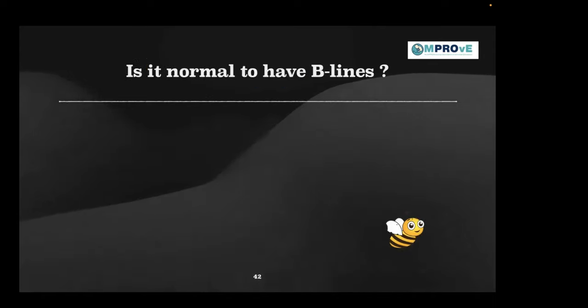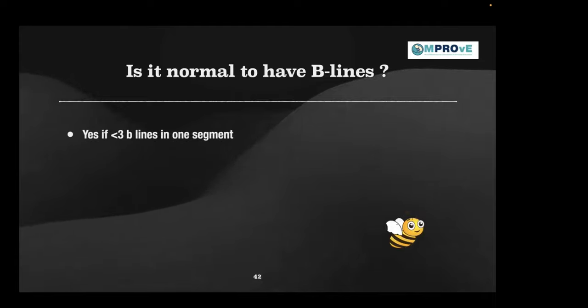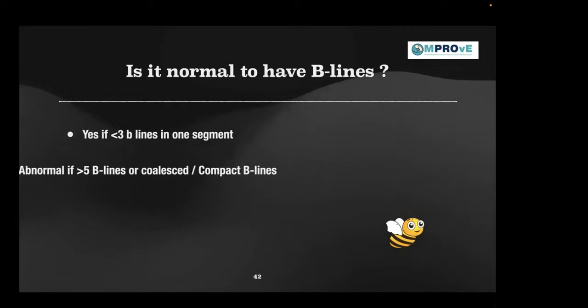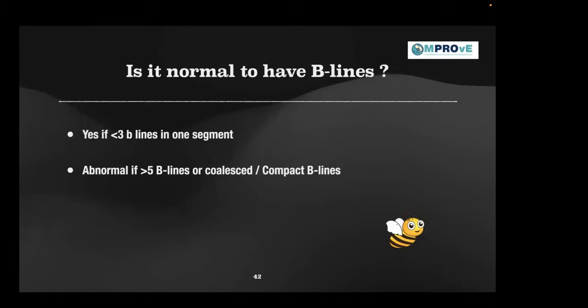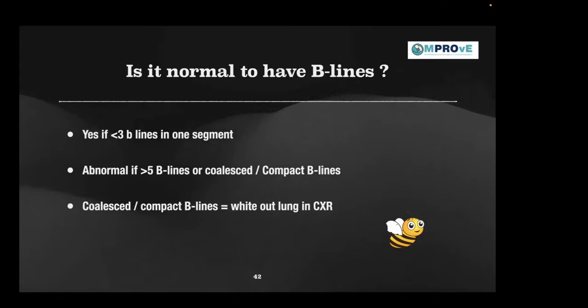Is it normal to have B lines then? Yes, if it is less than 3 B lines in one segment, and by one segment I mean the bat wing sign. So if you see two ribs and an intercostal space, and in that particular intercostal space or segment you see less than 3 B lines, that's acceptable. That's normal. It is abnormal if you have more than 3. 3 to 5 is a gray area. More than 5 B lines is definitely abnormal. And beyond a point, it coalesces and it gives us compact B lines. We're going to talk about that.